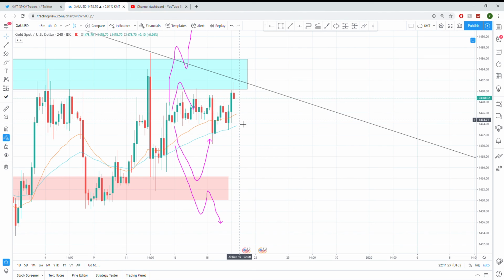So keep in mind the news as well for tomorrow, in particular the pound and the US dollar.